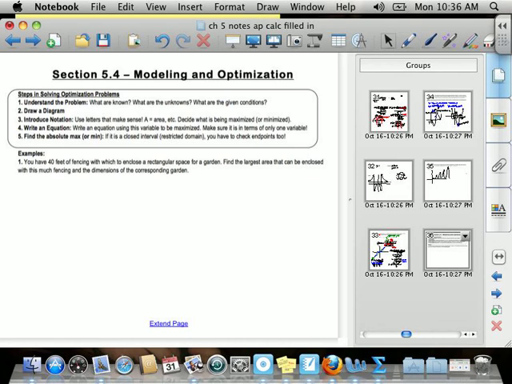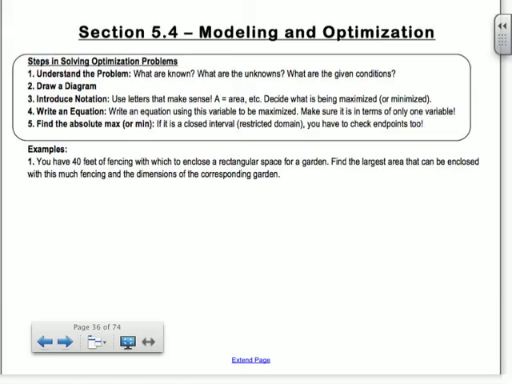All right, so steps in solving optimization problems. So understand the problem: what's known, what's not known, what are the given conditions. Draw a picture. Usually the picture is very useful. Introduce notation. So use things that make sense. A is for area, length is L, width is W.